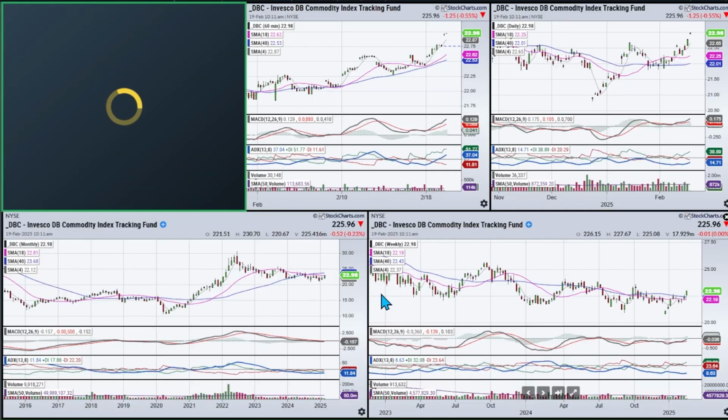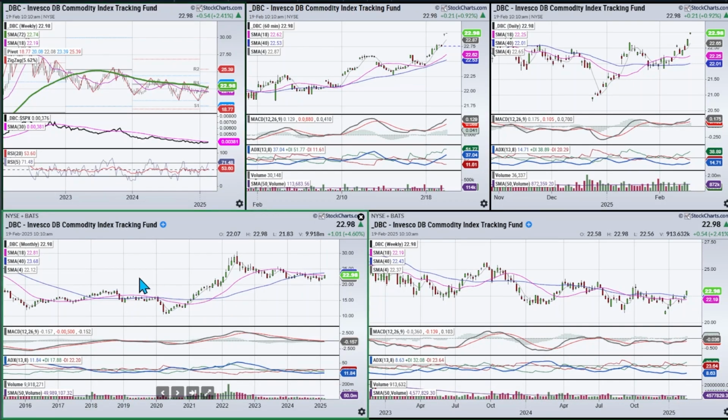Now, an attractive pattern that is developing here is in the commodity index tracking fund. All right. Now, this is heavily weighted towards energy.